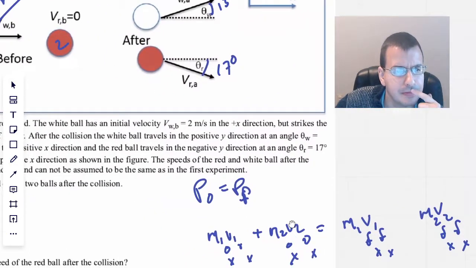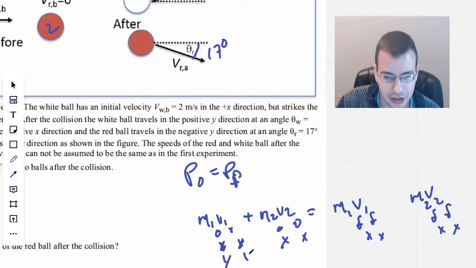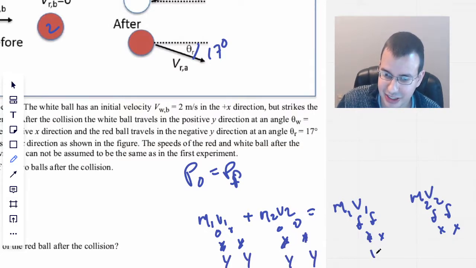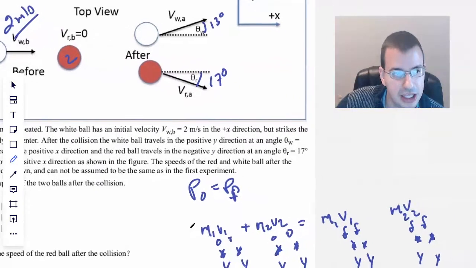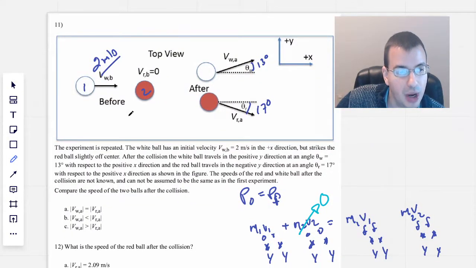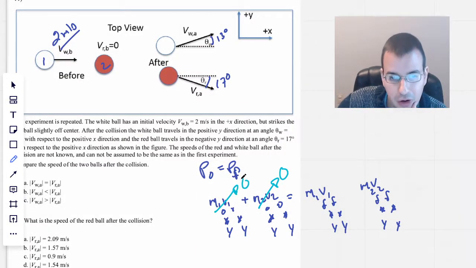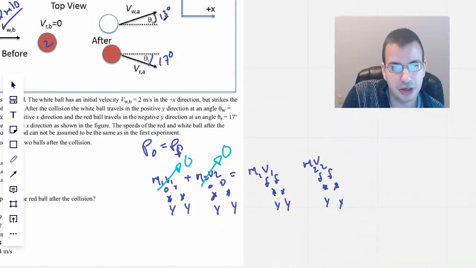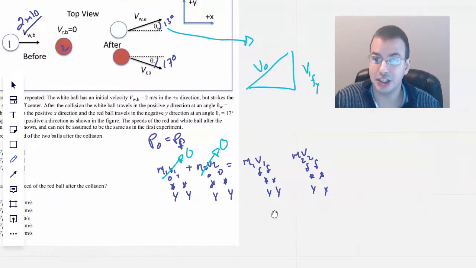Maybe I should look at the Y direction instead. Actually, that's exactly what I'm going to do. Sorry, I know I spent all that time writing up those X's, and now I'm crossing them out ineffectively because X already looks like a cross. We're going to go in the Y direction. So we know that the red ball is initially at rest, so its velocity is going to be 0. We know that the white ball is moving horizontally, so its initial momentum in the Y direction will also be 0. We know that this can be looked at as a triangle, where this is V1 final Y, which is V initial. So we're looking at just the magnitudes here.